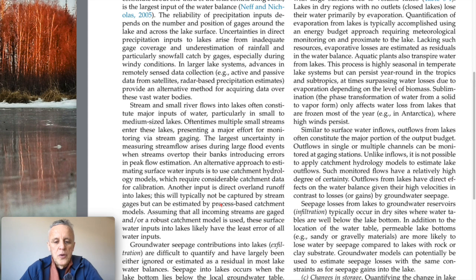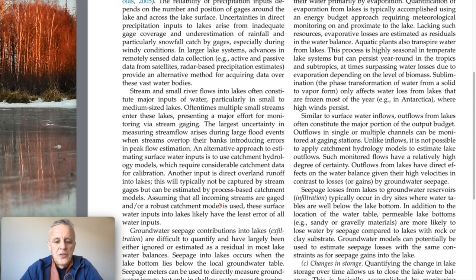Stream and small river flows into lakes often constitute major inputs of water, particularly in small to medium-sized lakes. Oftentimes, multiple small streams enter these lakes, presenting a major effort for monitoring via stream gauging. The largest uncertainty in measuring stream flow arises during large flood events when streams overtop their banks, introducing errors in peak flow estimation.